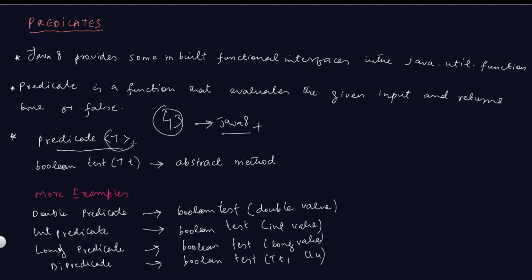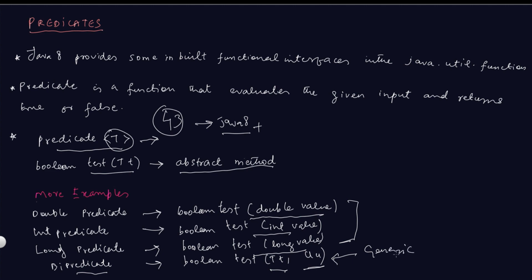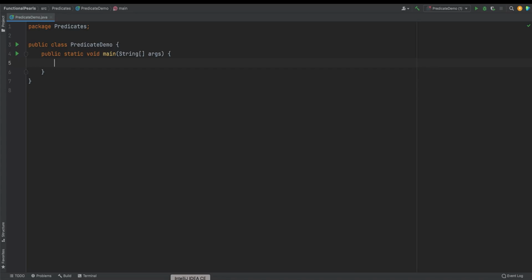First one is Predicate. It means that we are taking a generic data type. DoublePredicate is taking a double value as an input argument, IntPredicate is taking an int value, and LongPredicate is taking a long value. So these are specialized data types. And the last one is BiPredicate. BiPredicate is the one which is taking two arguments, and those are generic data types.